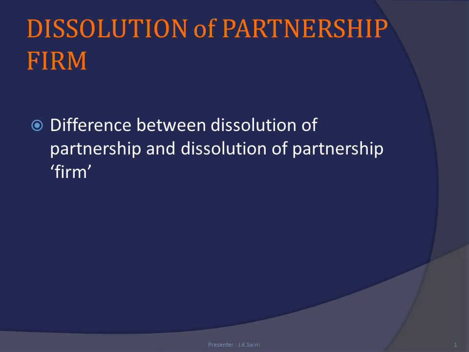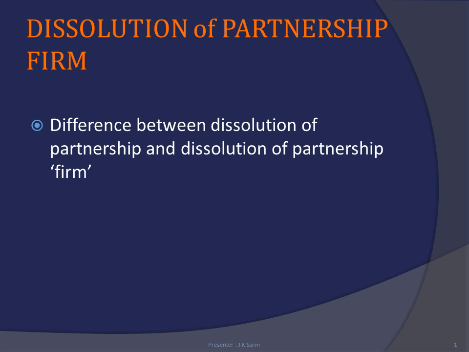Dissolution of partnership and dissolution of partnership firm sometimes look very similar, but in the accounting sense these two are very different. We say there is a dissolution of partnership when a new partner is admitted, or a partner retires, or there is a death of a partner. The constitution of the partnership changes. Even during a change in profit ratio, we say it is dissolution of partnership. Business, however, continues.